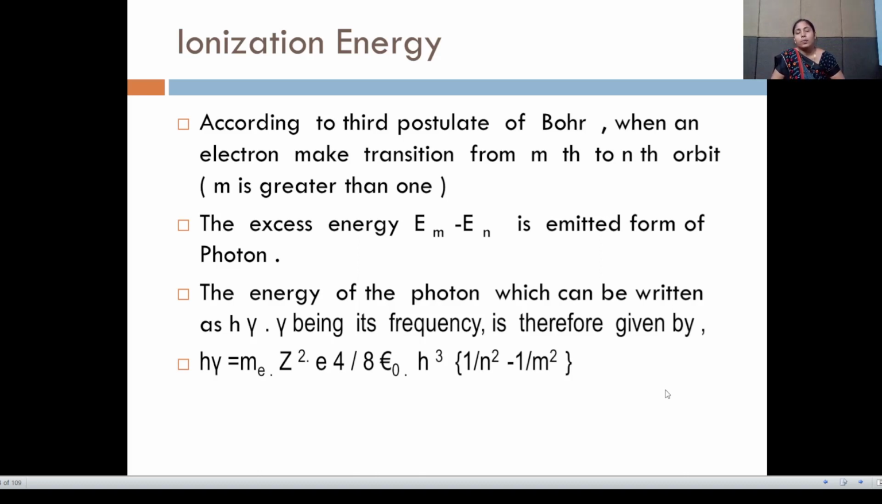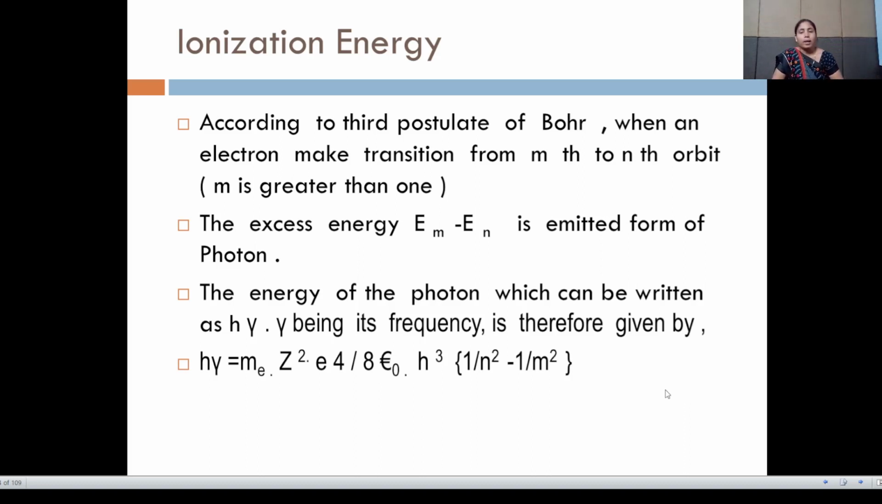According to the third postulate of Bohr's, when an electron makes a transition from the mth to the nth orbit, the excess energy Em minus En is emitted as a photon. The energy of the photon, which can be written as h nu, nu being the frequency, is therefore given by h nu is equal to m_e Z squared e to the power 4 divided by 8 epsilon naught h cubed into bracket 1 upon n squared minus 1 upon m squared.